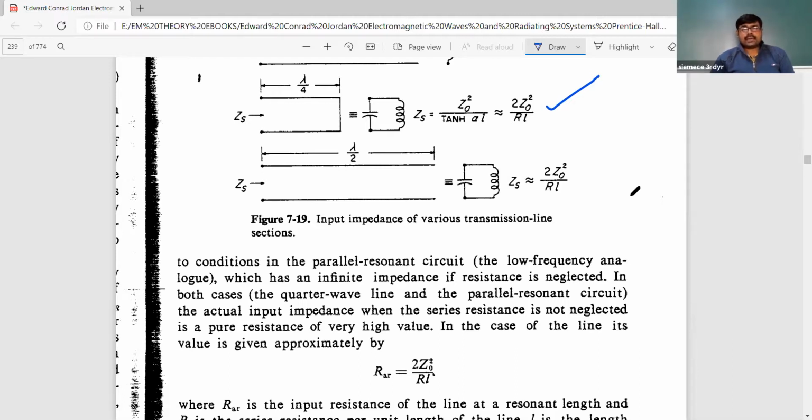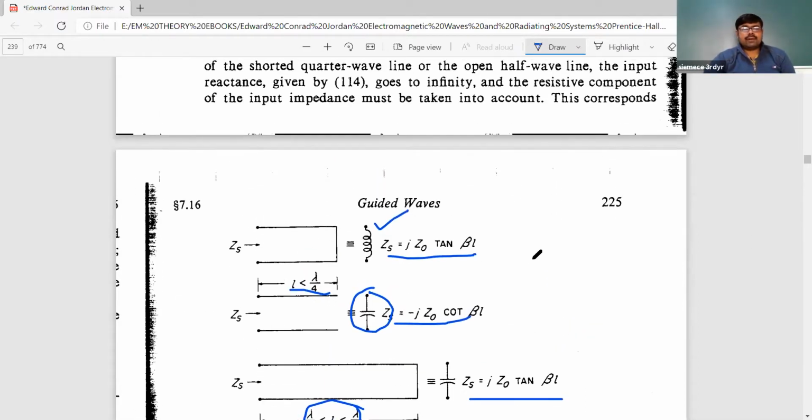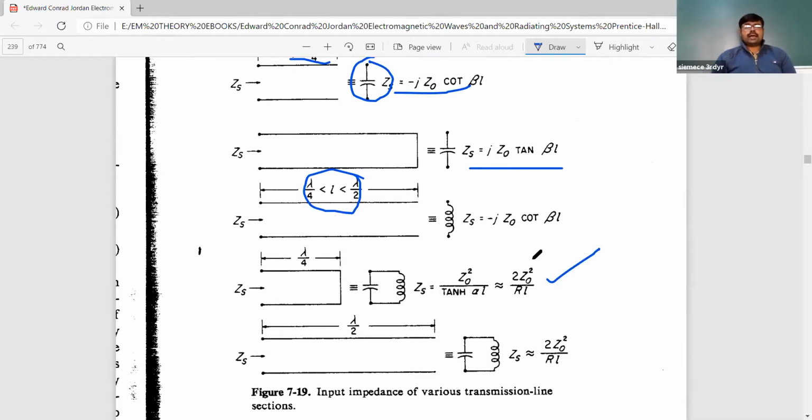Next, another parameter we will see: the Zs value we have defined, twice Z naught square divided by RL, is the input impedance of various transmission line sections, with different factors of the transmission lines. One factor is Zs nearly equal to Z naught square by RL, and another factor is Zs nearly equal to twice Z naught square by RL. So depending upon the two different conditions, here the condition is lambda by 2. We started with the parameter L less than lambda by 4, that is one condition. Another condition is that the length is between lambda by 4 and lambda by 2, lambda by 4 is less than L is less than lambda by 2.